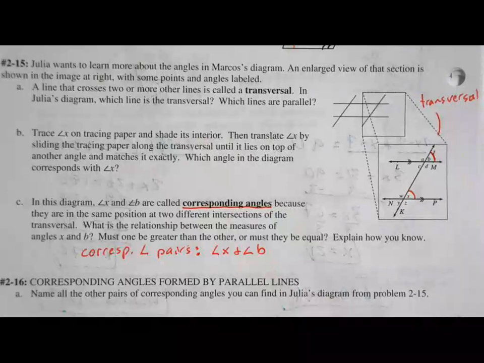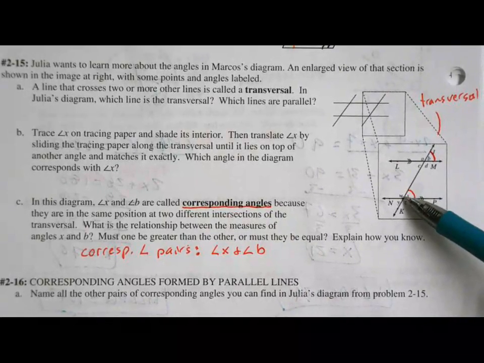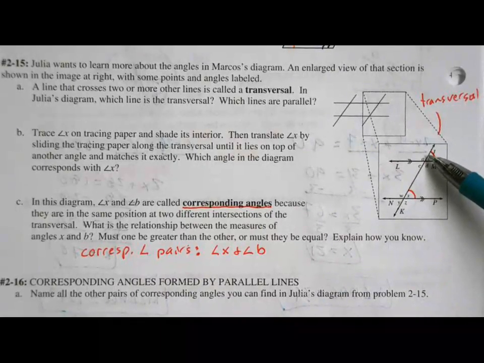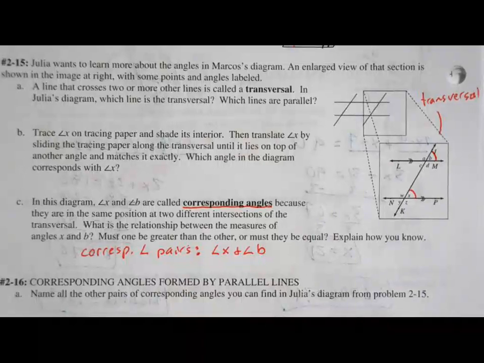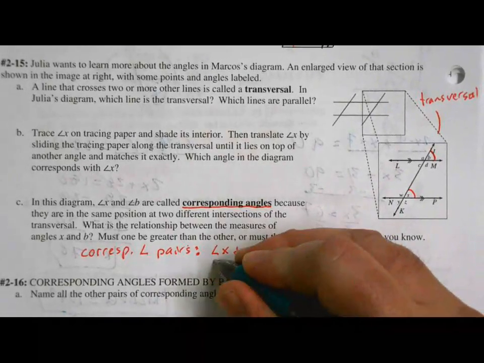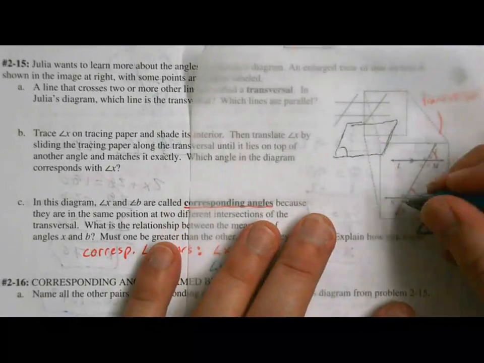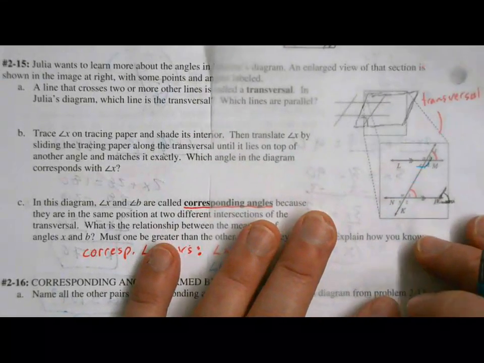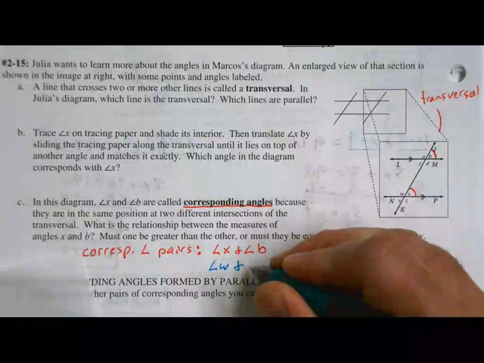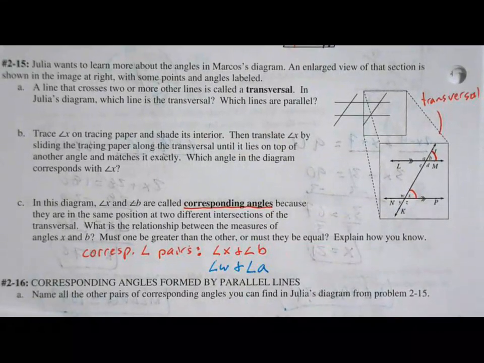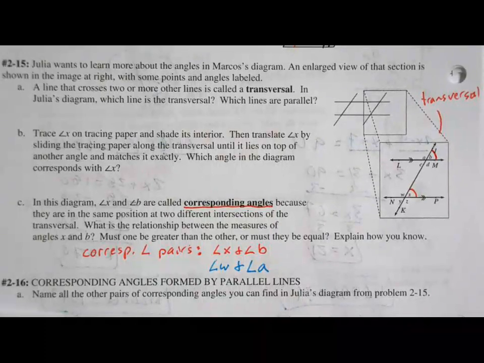If you're a little confused right now, what I'd encourage you to do is look at angle W. You could trace it on your tracing paper if you need to. Take that angle and slide it up and see what it would match up with in the other intersection. Angle W would match up with what other one if we were to slide it up? Can you find me 2 other pairs?